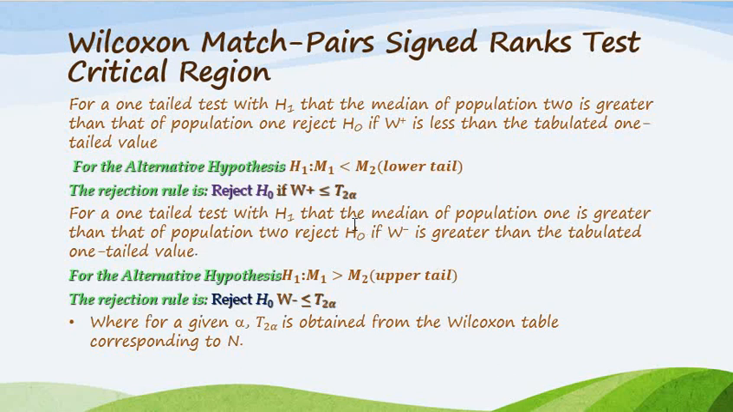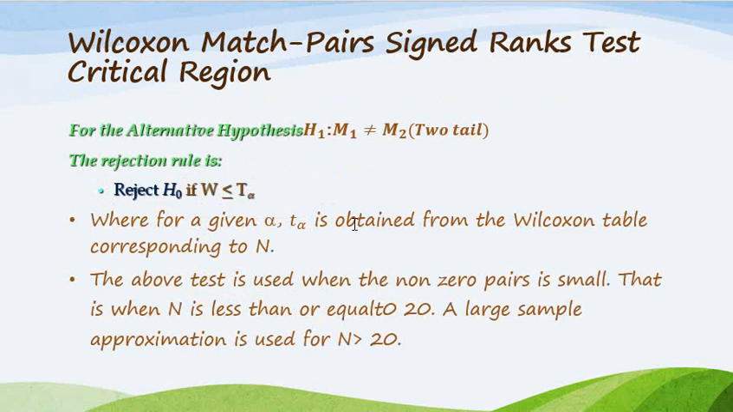So this is the question. Once again, remember that depending on the hypothesis, the test statistic varies. The value is W plus, W minus, and W.